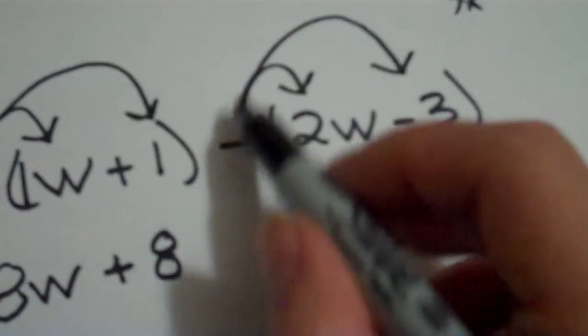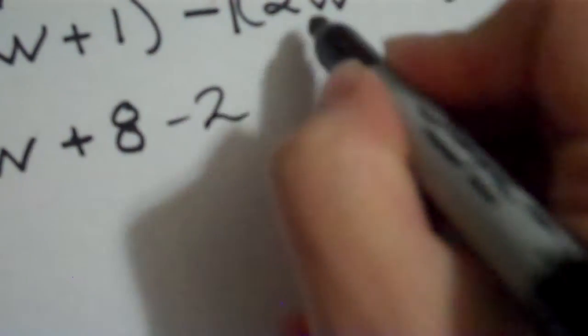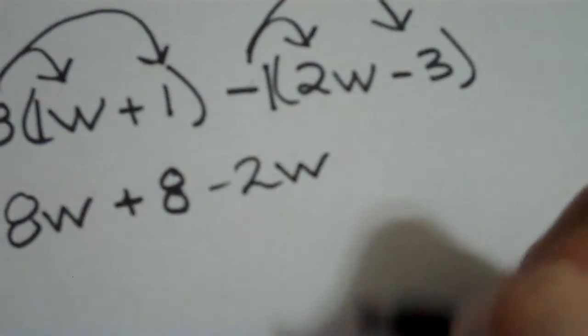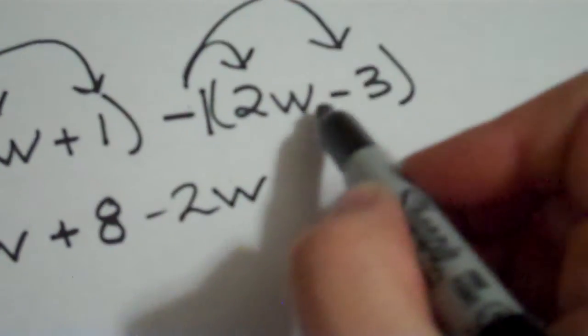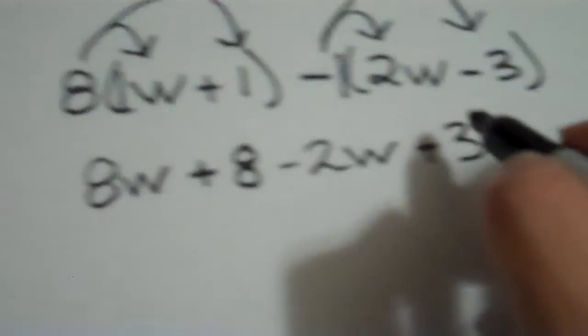Okay? Negative 1 times 2, if you don't know, we'll do it here. Negative 1 times 2 is a negative 2. So I'm going to go ahead and put minus 2W, like that. And then negative 1 times negative 3. So negative 1 times negative 3 is a positive 3, plus 3. Okay, so remember, since it's positive 3, you're going to put plus 3 there.